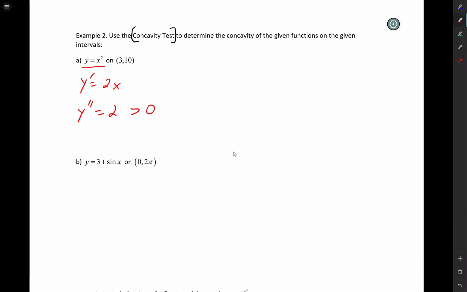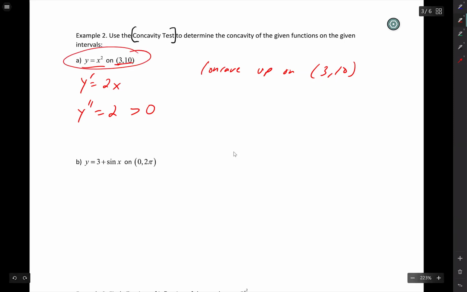So writing a statement: concave up on 3 to 10. By the way, for concavity, never put brackets. Put that somewhere in the notes. For the intervals, for concavity, never put brackets. Always parentheses. Concave up on 3 to 10. Really, it's concave up on the entire domain, but they asked specifically 3 to 10.